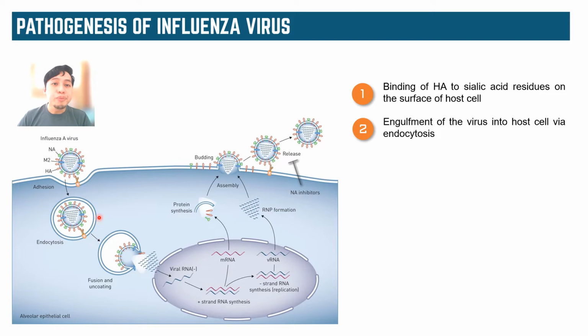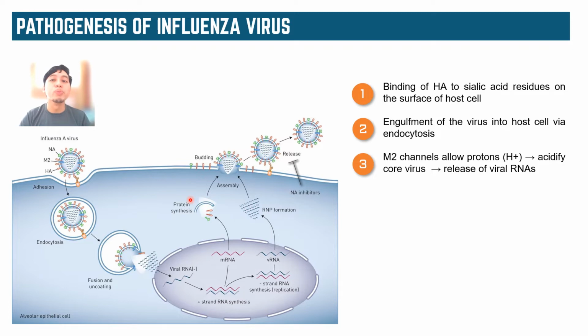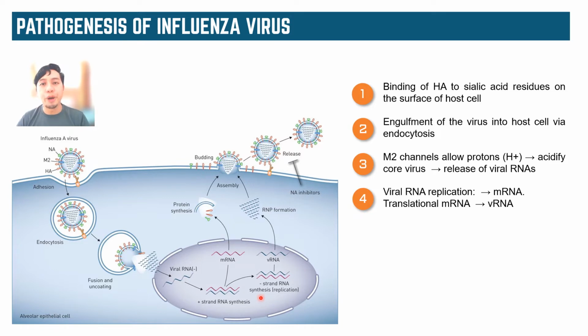Next, the membrane protein M2 forms pH-gated channels that allow protons to move through the viral envelope and acidify the core of the virus, causing the release of viral RNAs and proteins, which are then transported into the cell nucleus where viral RNA replication can occur. In the nucleus, viral RNA is transcribed into messenger RNA. The translation of mRNA into viral proteins takes place in the ribosome in the cytoplasm.